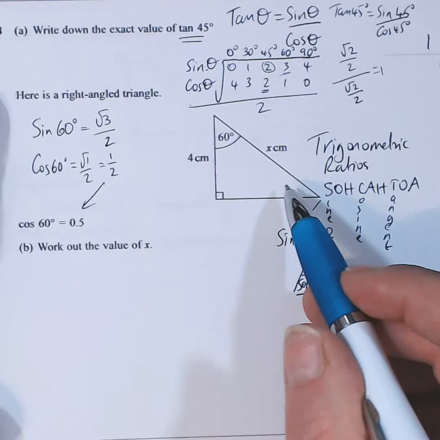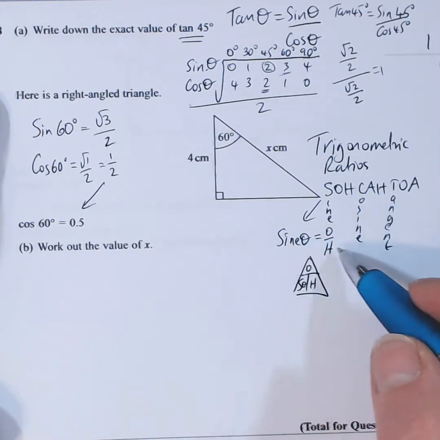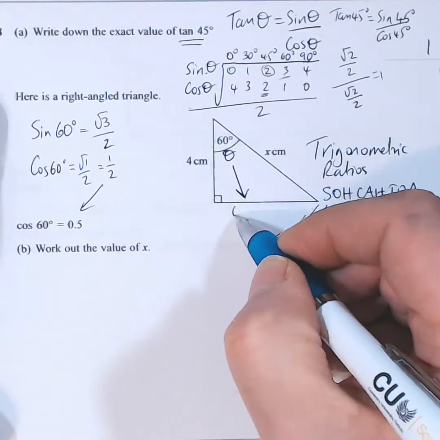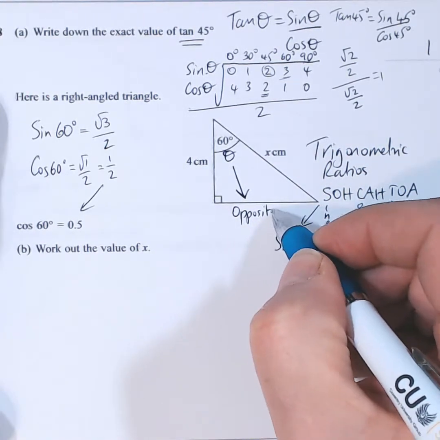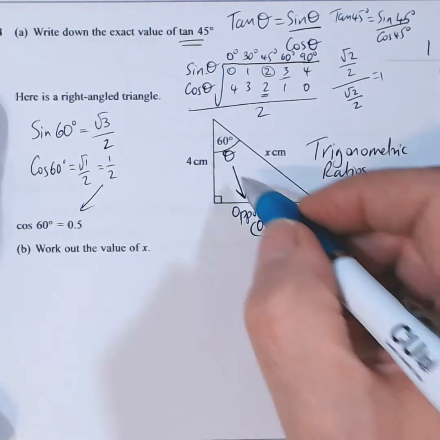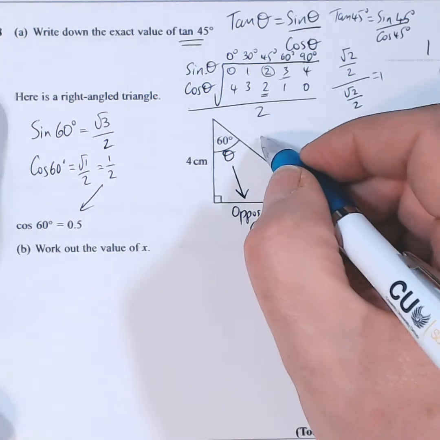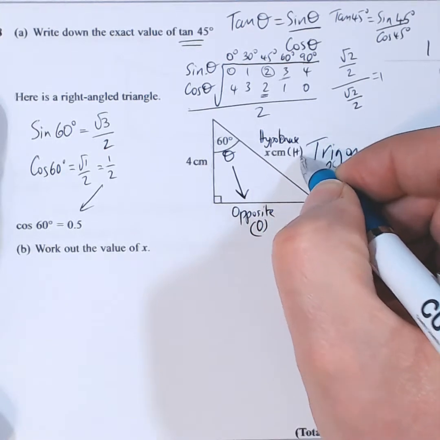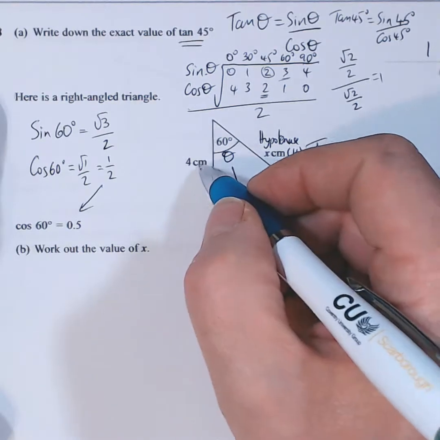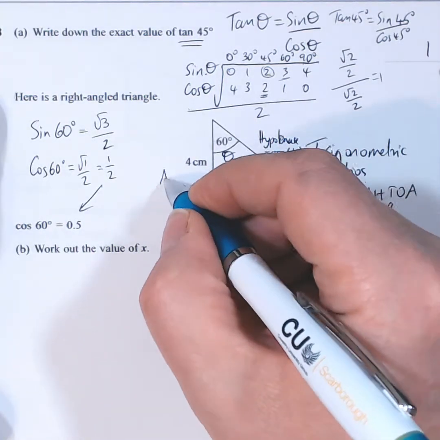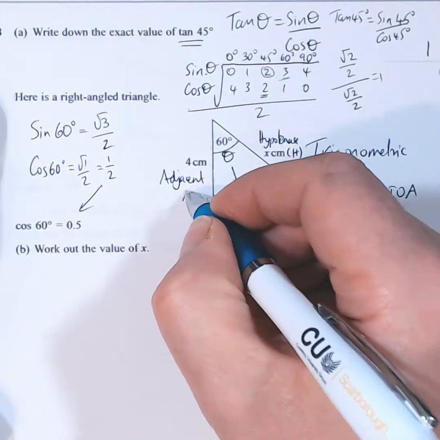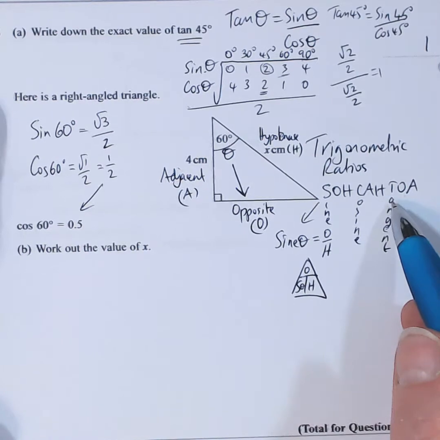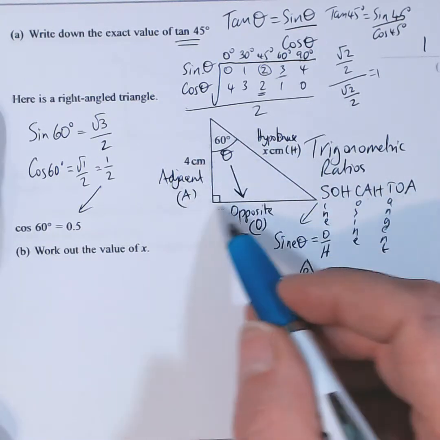So let's have a look at how this gets labelled up. So for any right angle triangle, we've got an angle theta, and opposite that, the length is known as the opposite length. So that's the O. Opposite the right angle is always the hypotenuse, so that's going to be the longest side of the right angle triangle, so that's the hypotenuse H. And the adjacent side, well, adjacent means next to, so that's the adjacent side, so A.